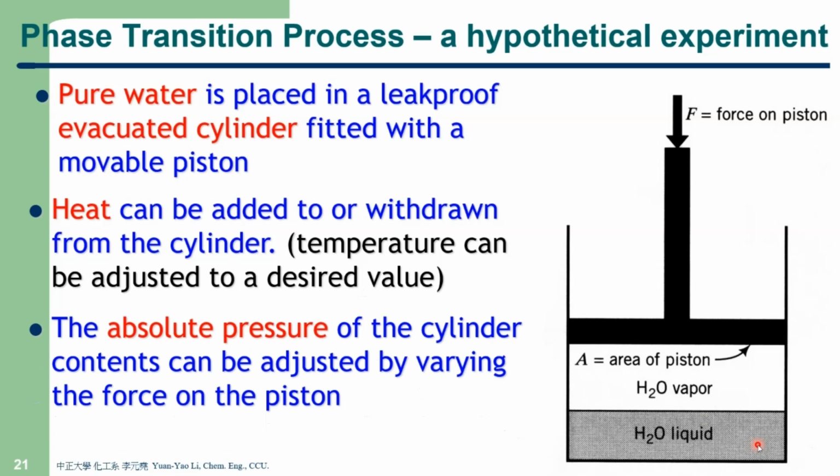The absolute pressure of the cylinder contents can be adjusted by varying the force on the piston. Temperature can be changed, piston position can be changed, so the pressure can be changed too. Because when the piston position changes, pressure changes; temperature can also be changed in this piston. So that means you are playing with pressure, temperature, and volume. PVT relations.